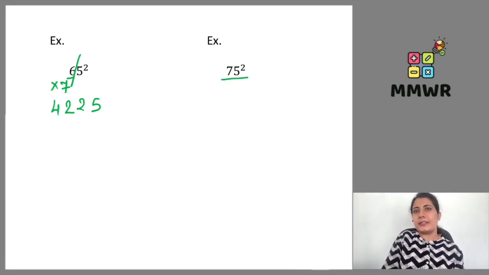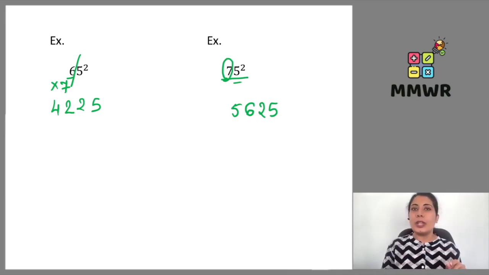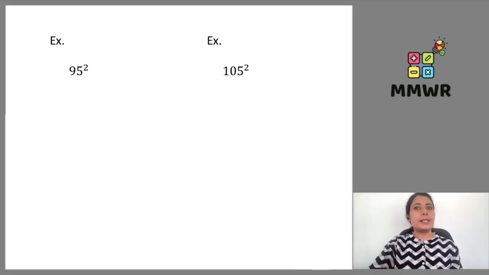Now here we have 75. So 7 8s are 56 and 25 will be at the end, of course. So 5625 will be the square of 75, right? I hope you understood really very well. Let's move to many more examples here.